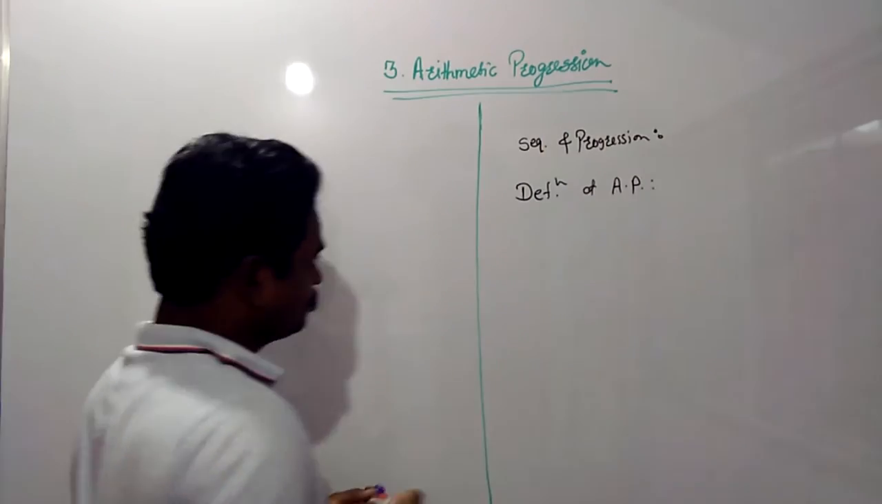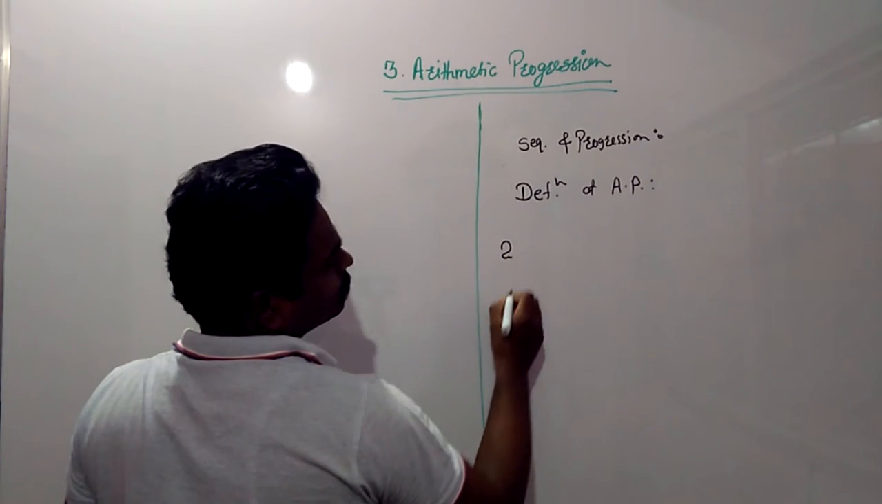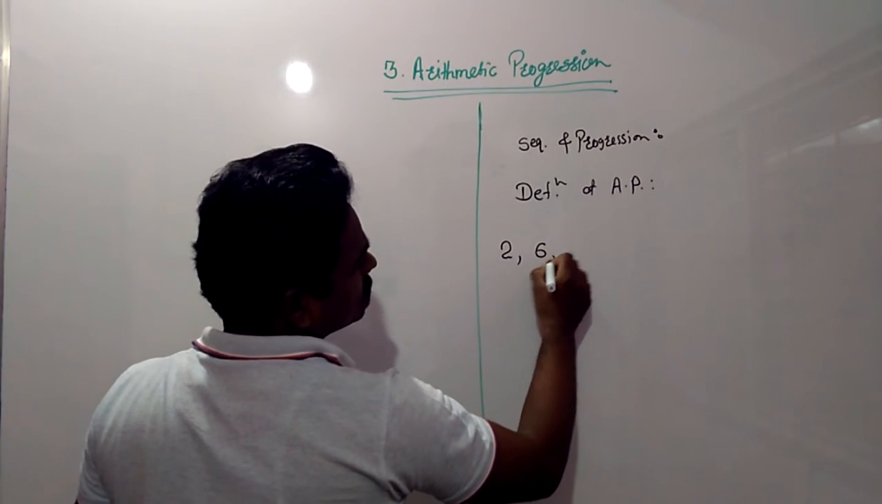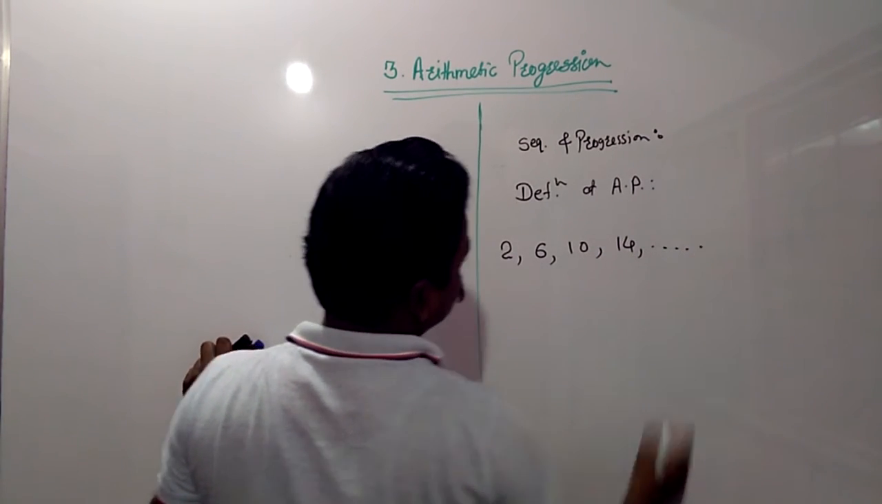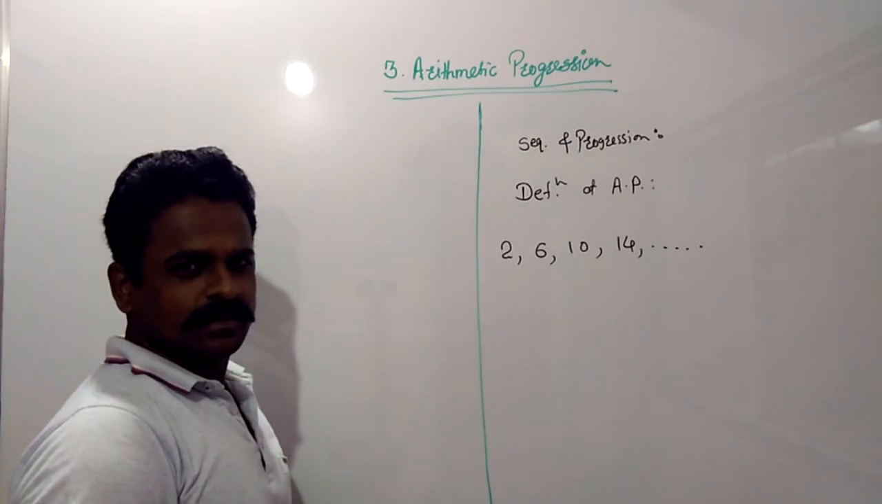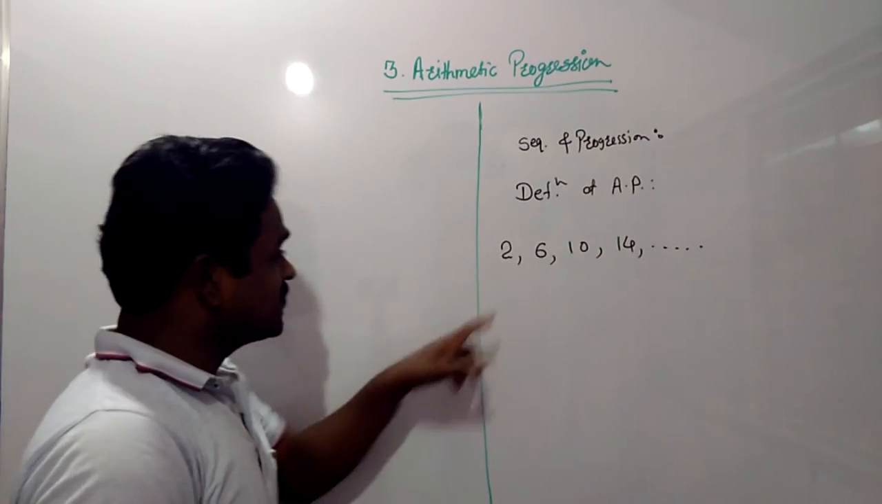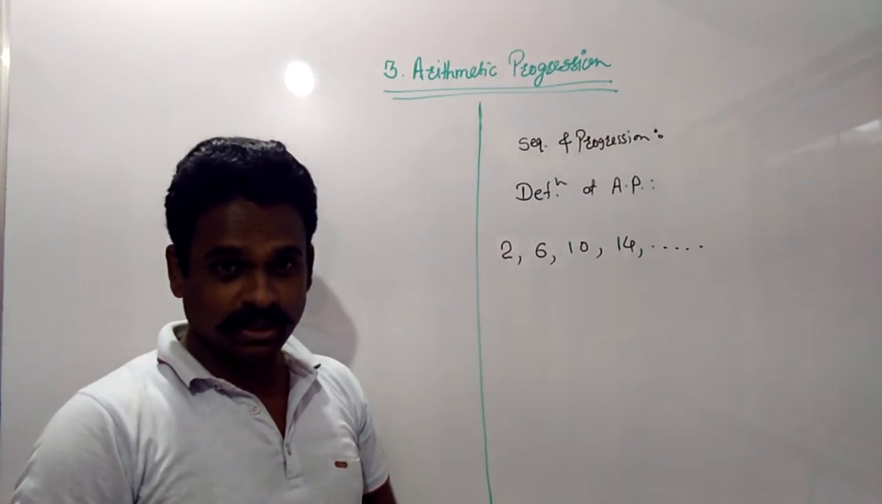Suppose we write here 2, then 6, then 10, then 14 and so on. This type of progression is there. Now you are going to find out, is it an arithmetic progression or not?